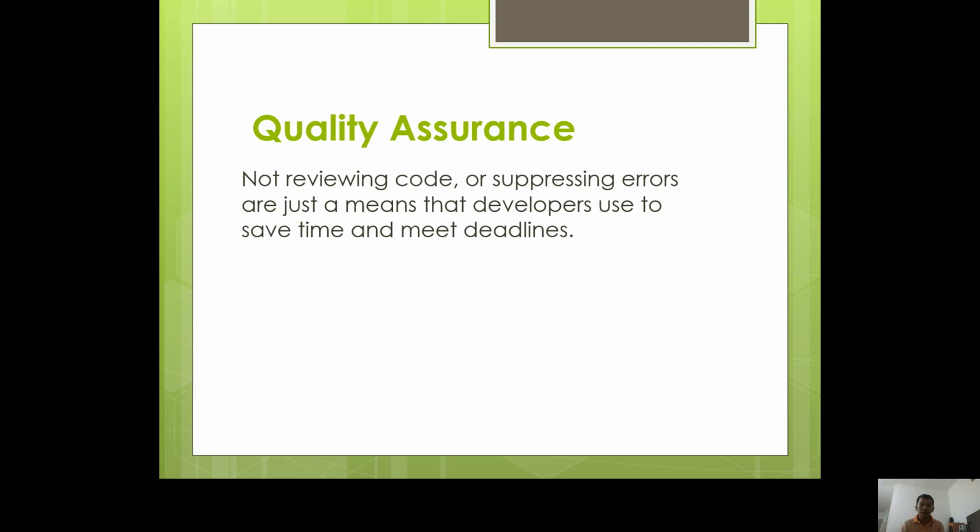Quality assurance. Not reviewing code or suppressing errors are just means developers use to save time and meet deadlines. Following a formal quality assurance process is imperative for a successful launch. If you witness developers trying to cut corners in the development process, discourage it immediately. Encourage them to use the best code development practices to meet the requirements sooner and more efficiently.